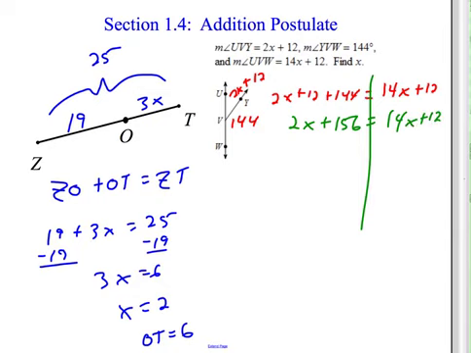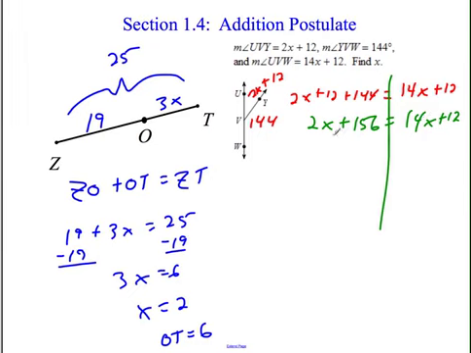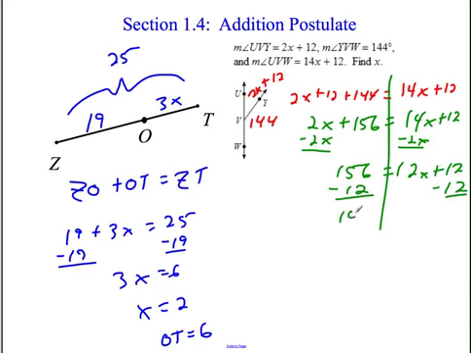Can we get the x's on one side? I've got 14x on this side, so I'm going to bring this over. I always go to wherever the more x's are. So we're looking at 156 equals 12x plus 12. Solve for x. I'm going to subtract 12 from both sides, and we're looking at 144. And then how do we solve for that? Divide both sides by 12. We get 12. So x is 12.